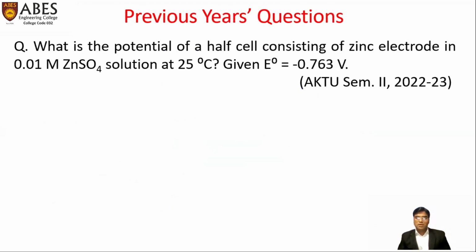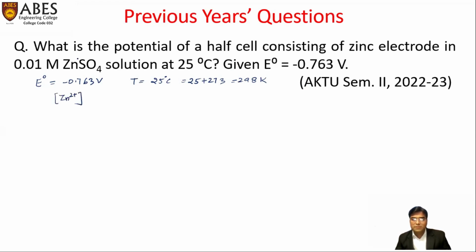Now we shall discuss a few numericals here. What is the potential of the half cell consisting of zinc electrode in 0.01 molar zinc sulfate solution at 25 degrees centigrade, given standard electrode potential is minus 0.763 volt. So we are having E naught equal to minus 0.763 volt. Temperature is equal to 25 degrees centigrade, that is 25 plus 273, so it is equal to 298 Kelvin. And we have zinc 2 plus ion concentration from zinc sulfate, that is equal to 0.01 molar.